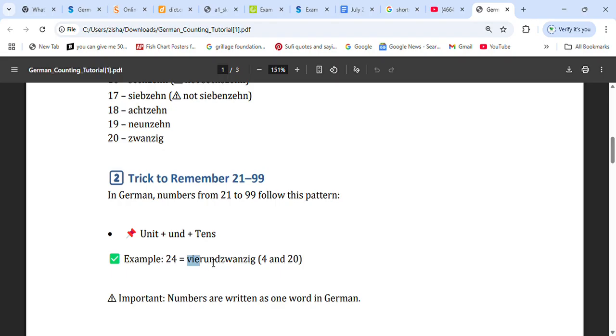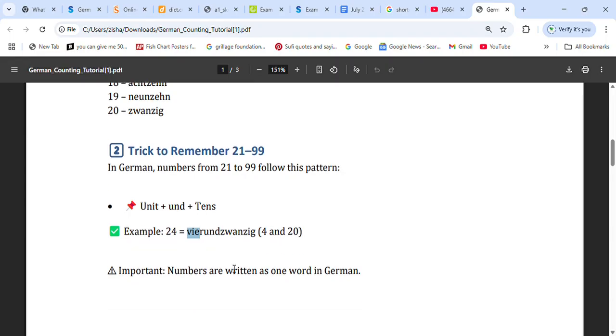And then we have to mention und. So vier und, and then it is 20. For 20 we write zwanzig. So it is 4 and 20. 4 we write vier, and we write und, 20 we write zwanzig. So 24 is vierundzwanzig. Clear?